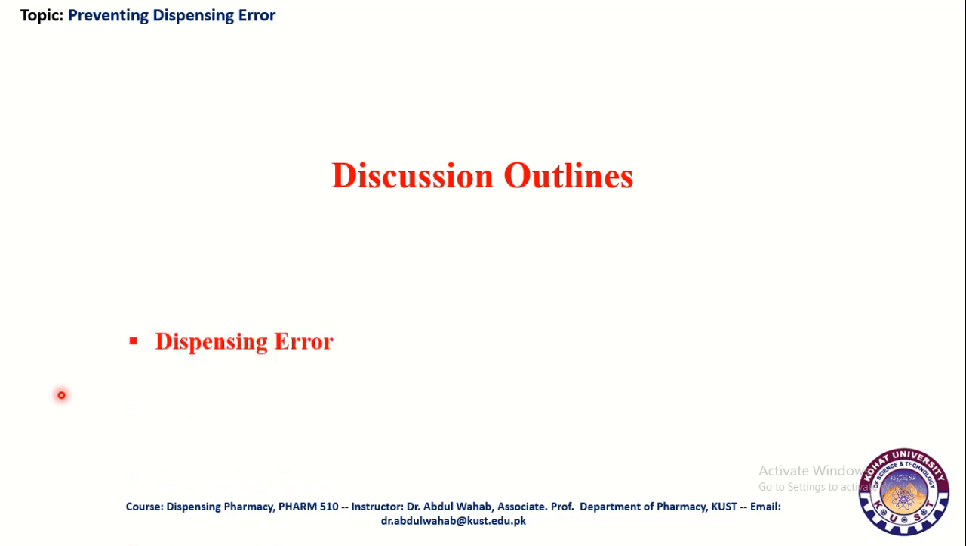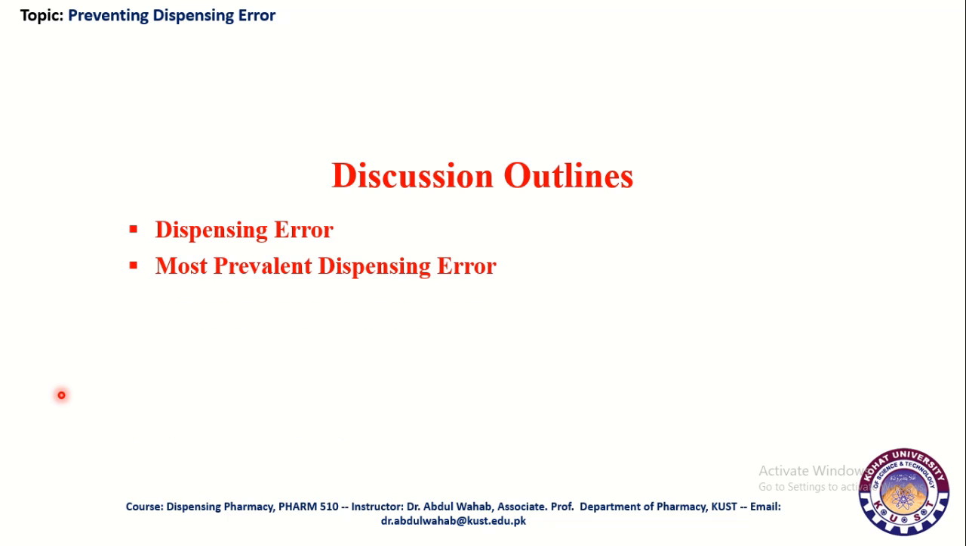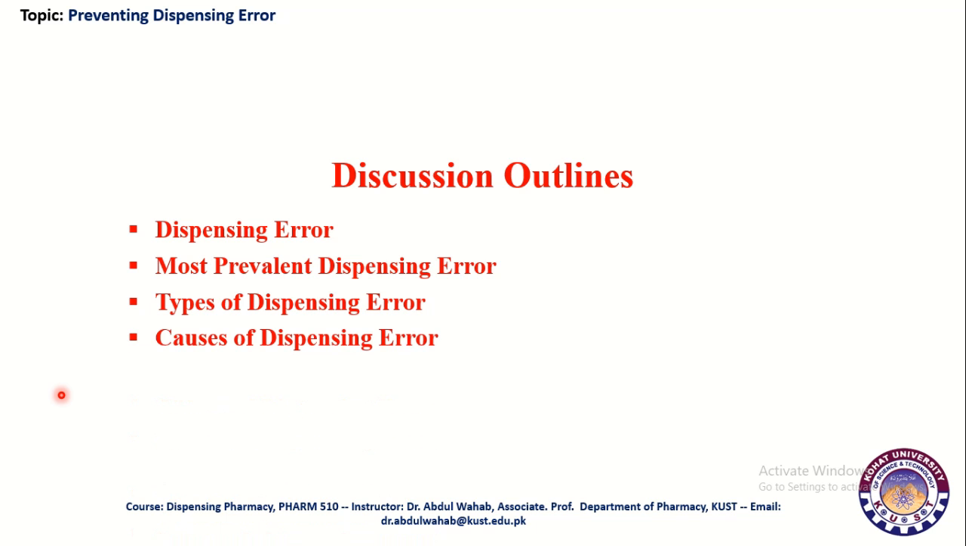So, the discussion outline, as you can see over here. First of all, we will discuss dispensing error, and then the most prevalent dispensing errors, types of dispensing error, causes of dispensing error, and steps for maximizing dispensing accuracy. So these are the different headings for our discussion today.